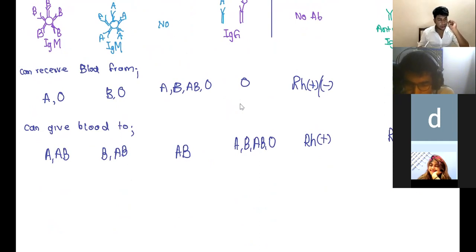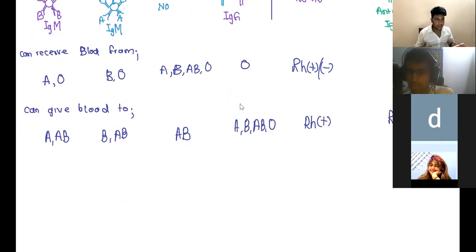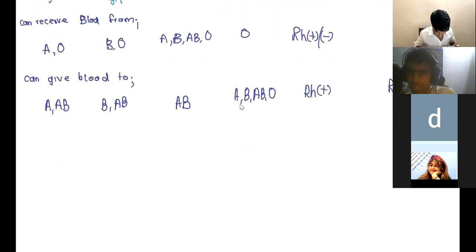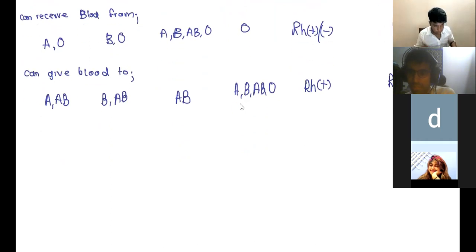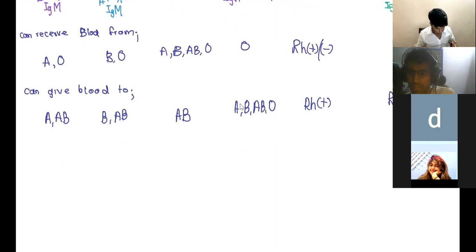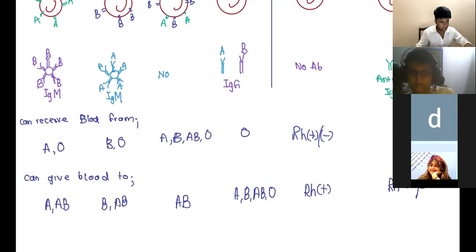So once you're done, take a 5-minute break, sharp at 9 in 7 minutes. Okay, not 5, in 7 minutes, we'll start blood transfusions. I need around 30 minutes maximum, and we are done for the day. Once you're done, take a 6-minute break now.